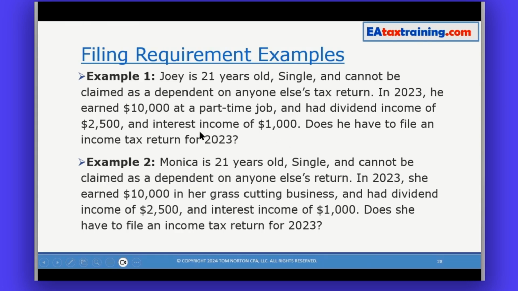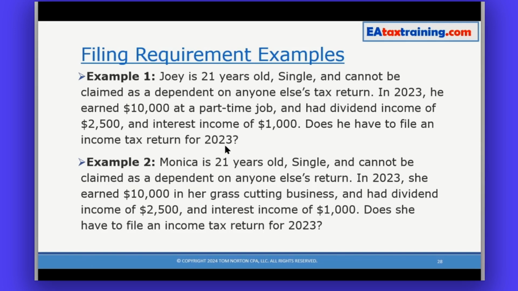He had dividend income of $2,500, interest income of $1,000. Does he have to file an income tax return for 2023? What do you think? Well, let's think about it. What's his income? Remember, we have this income test, and he's single. His income is $10,000 plus $2,500. That's $12,500 plus $1,000. That's $13,500. So his gross income is $13,500.